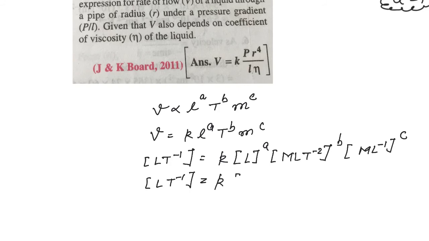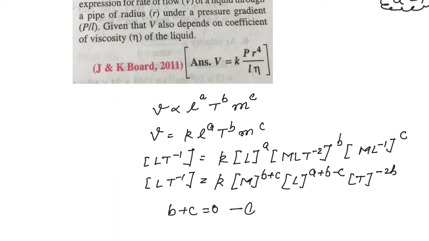equals K. Class, M raised to power b, M raised to power c. So we can say M raised to power b plus c. L raised to power a, L raised to power b, L raised to power minus c, a plus b minus c. T raised to power minus 2b. So if we compare, we can see b plus c is 0. We can see a plus b minus c equals 1. And we can notice minus 2b equals minus 1. So we can say b equals half.